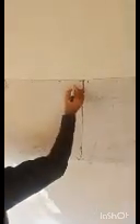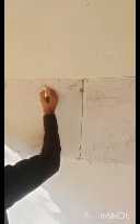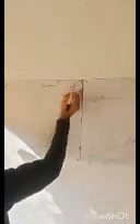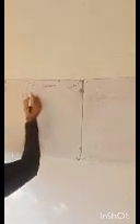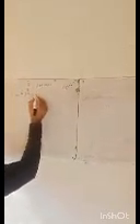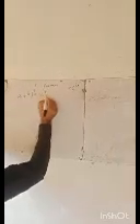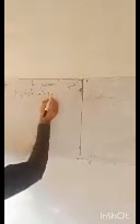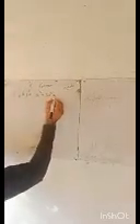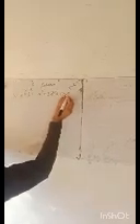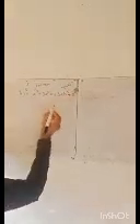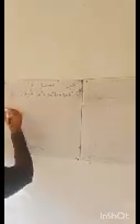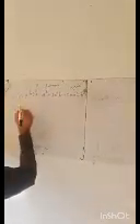Formula number 8: a plus b cube is equal to a cube plus 3a square b plus 3ab square plus b cube. Proof: right hand side.